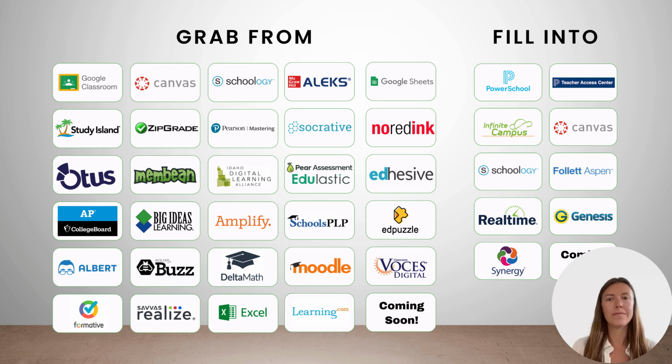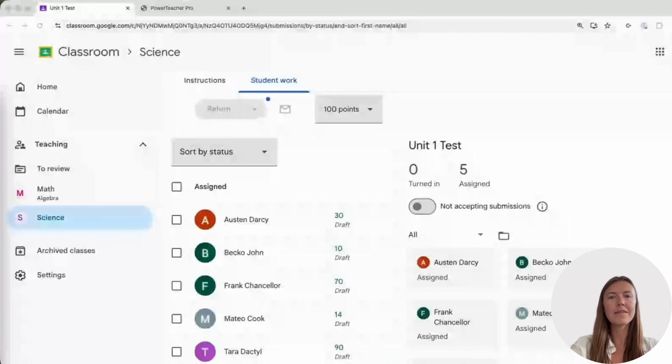Let's get started. You might run into transferring issues if the platform you are grabbing from has variations of student names compared to the gradebook you are filling into. This feature allows you to save a list of rules that will fix the discrepancies, regardless of which supported platforms you are transferring between. Let's start with an example.